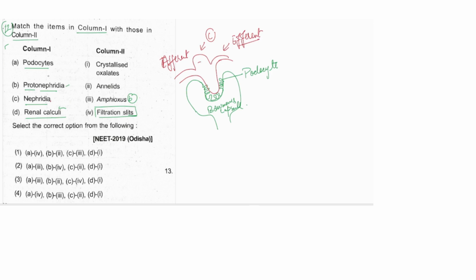So here the filtration slits are there. These actually have a sieve-like structure in the gaps. If it is a sieve-like structure, it means there are minor small gaps from which the filtration process can be done. So there are spaces or gaps from which the molecules, coming in the form of a fluid, will cross through these pores and enter into the Bowman's capsule. This process is actually the glomerular filtration.